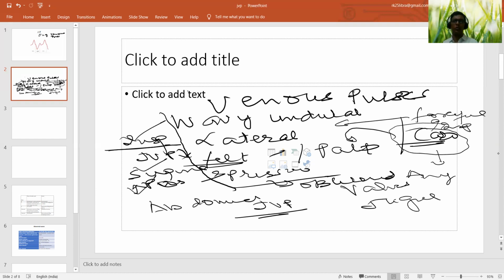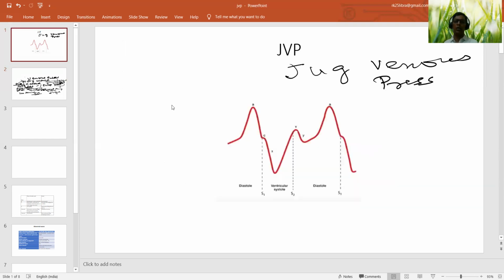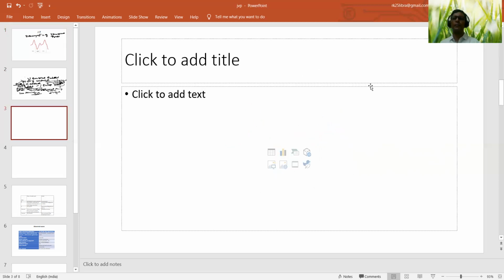Now, once we go back to the jugular, where do you measure it? That is measured in the right internal jugular vein, where you measure your JVP. Now, how do you do that? The most important thing is you make the patient lie reclining at 30 degrees.